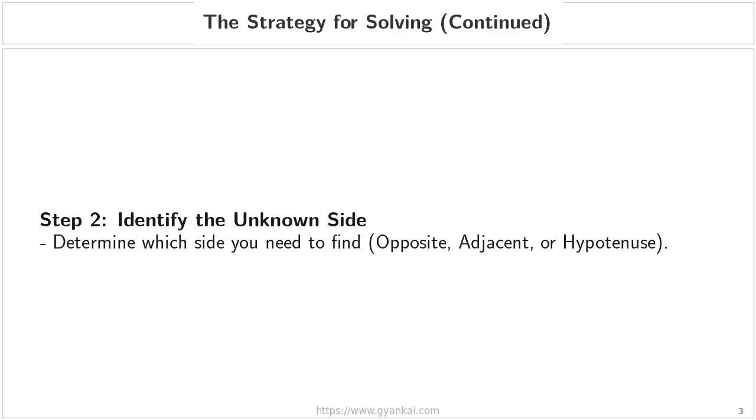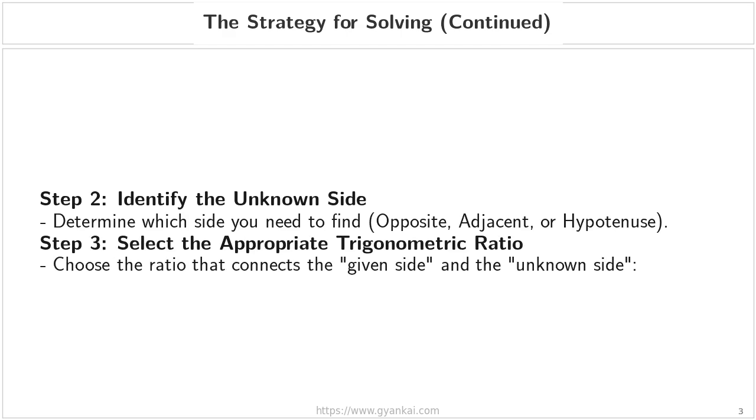The strategy for solving continued. Now that we have completed step 1 by identifying our given angle and the side we already know, we move on to step 2. This is where you clearly define your goal. Look at the triangle and determine exactly which side is missing. You need to decide if the side you are looking for is the opposite side, the adjacent side, or the hypotenuse. Once you know what you are looking for, we move to step 3, which is perhaps the most critical part of the process: selecting the appropriate trigonometric ratio.